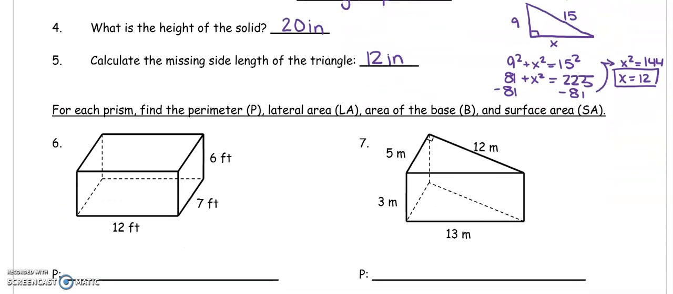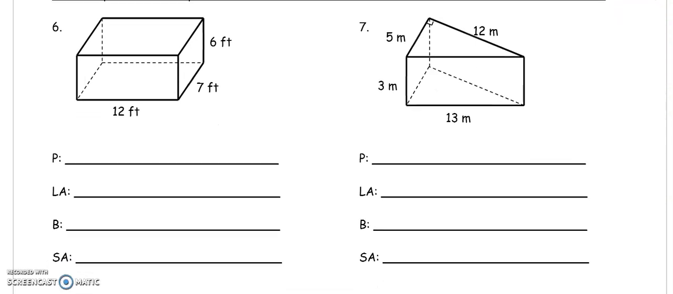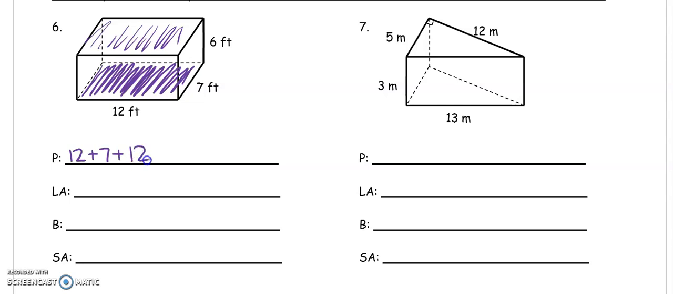Now let's go ahead, let's see how we work with these formulas. I want to find the perimeter, the lateral area, the area of the base, and the surface area. So first of all, I'm going to shade in my base here. I've got a bottom base, and then I've also got this top base up here. To find the perimeter, well, if it's 12 in the back, it's 12 in the front. If it's 7 on the right, it's 7 on the left. So I'm going to say that this is 12 plus 7 plus 12 plus 7, which means that my perimeter is going to be 38 feet.